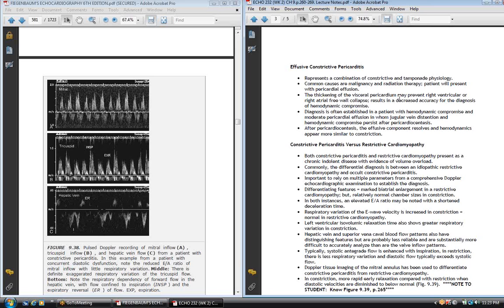Diagnosis is often established in a patient with hemodynamic compromise and moderate pericardial effusion in whom jugular vein distension and hemodynamic compromise persist after pericardiocentesis. So they've taken out the pericardial effusion fluid, but they still have the hemodynamic compromise, which leads us to believe that they also have constrictive pericarditis. After a pericardiocentesis, the effusive component resolves, and hemodynamics appear more similar to constriction.